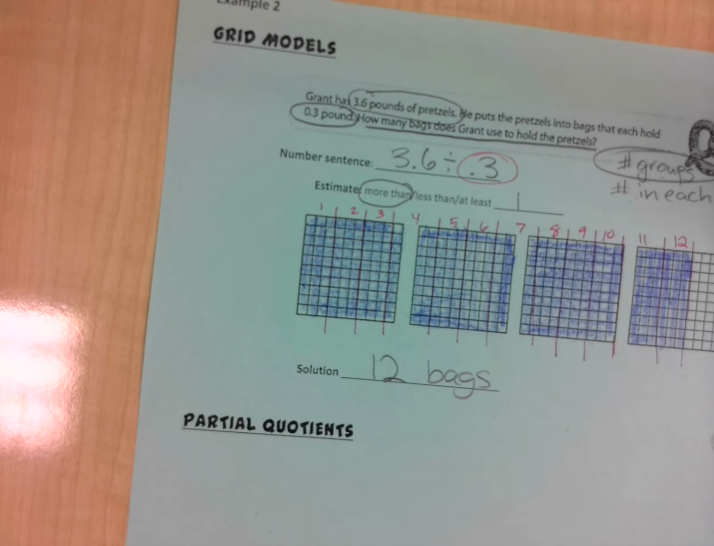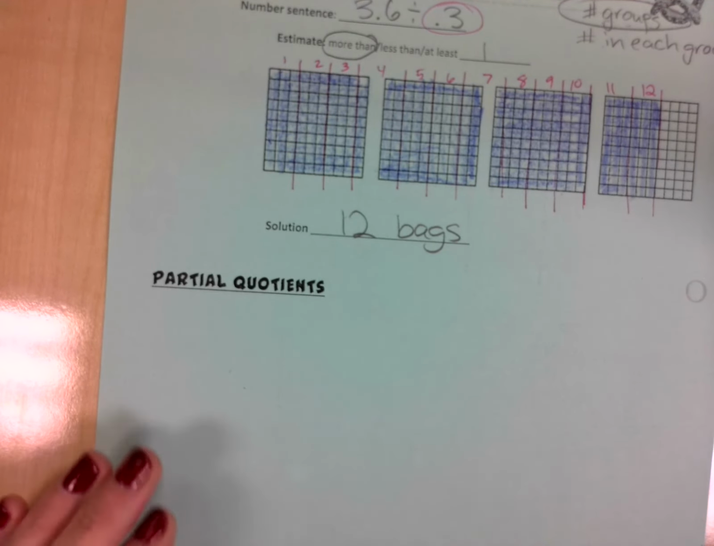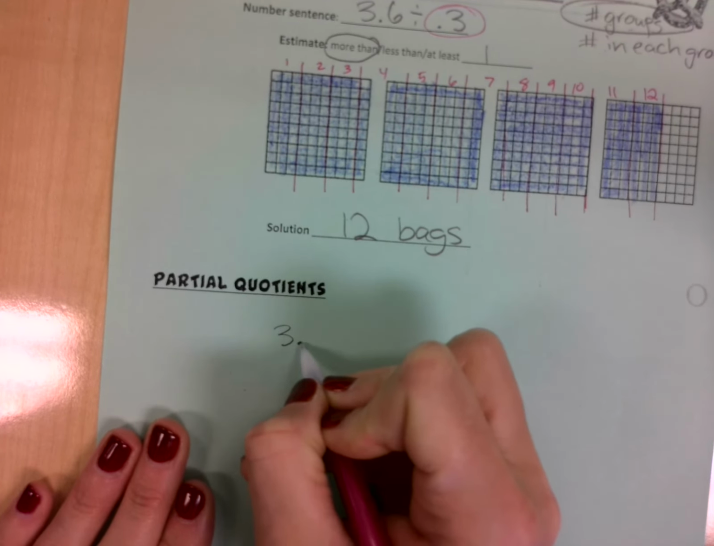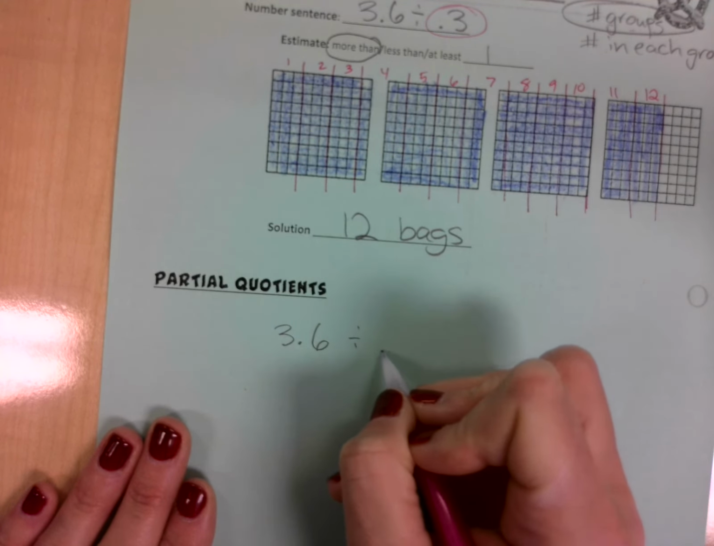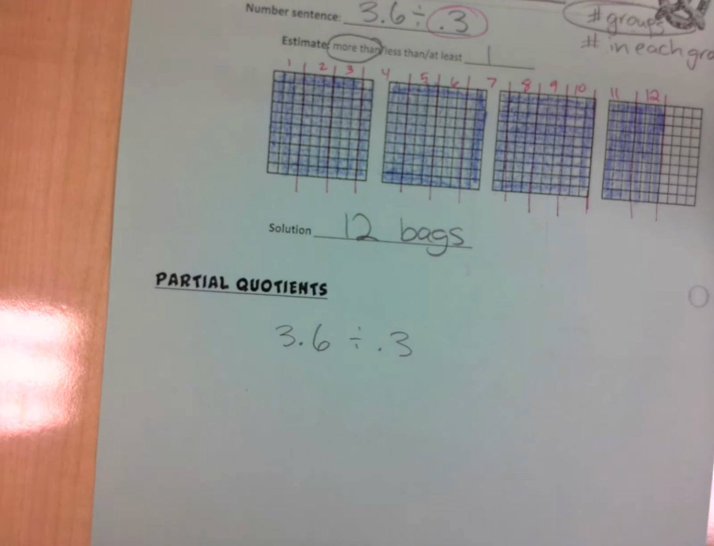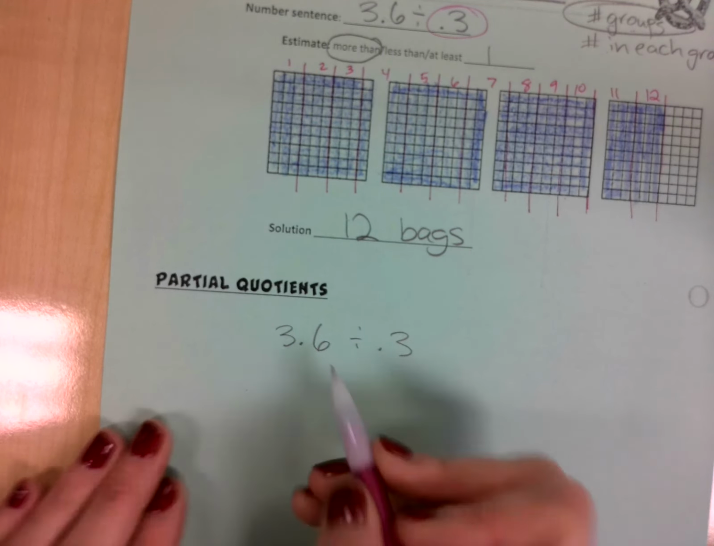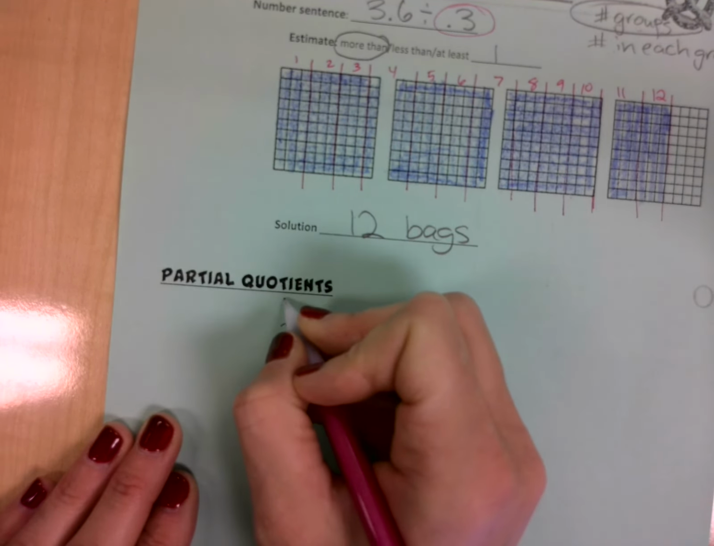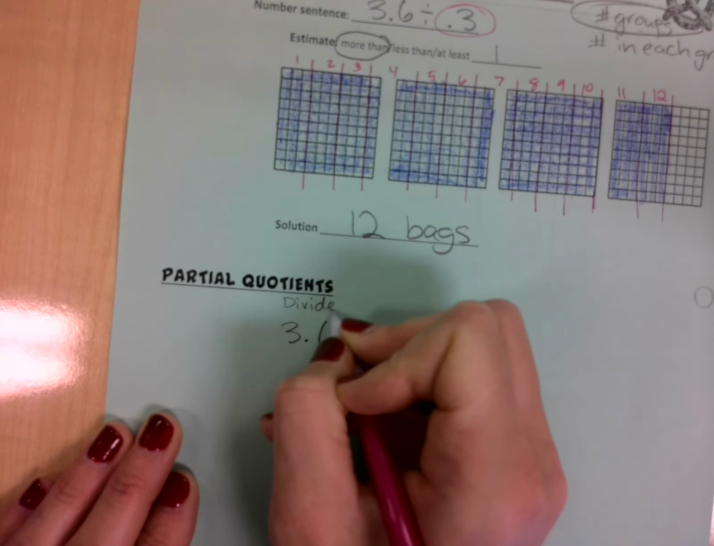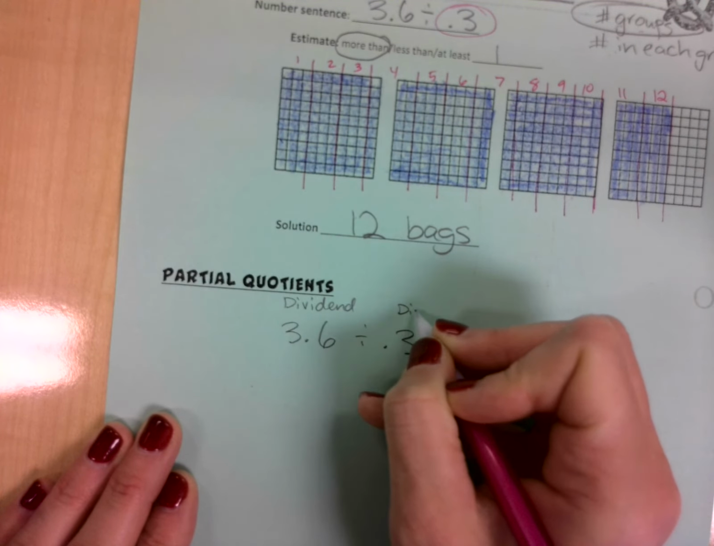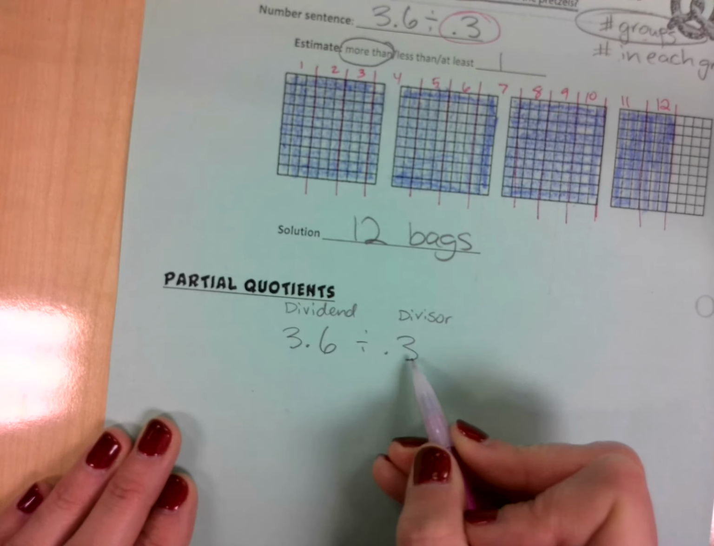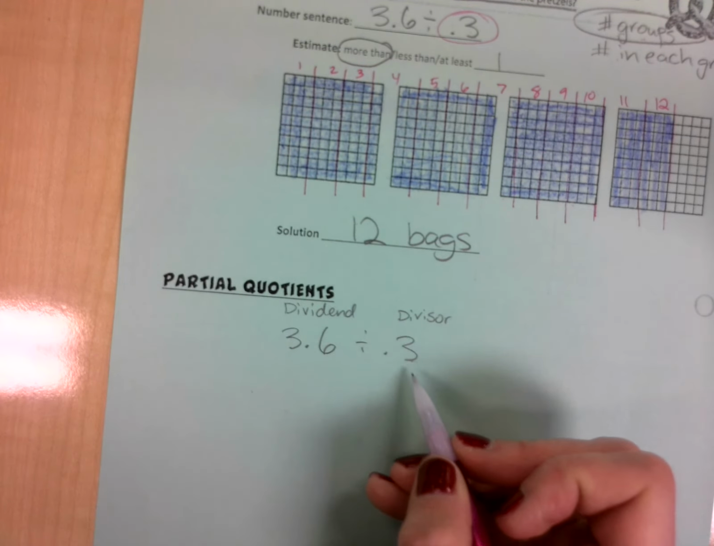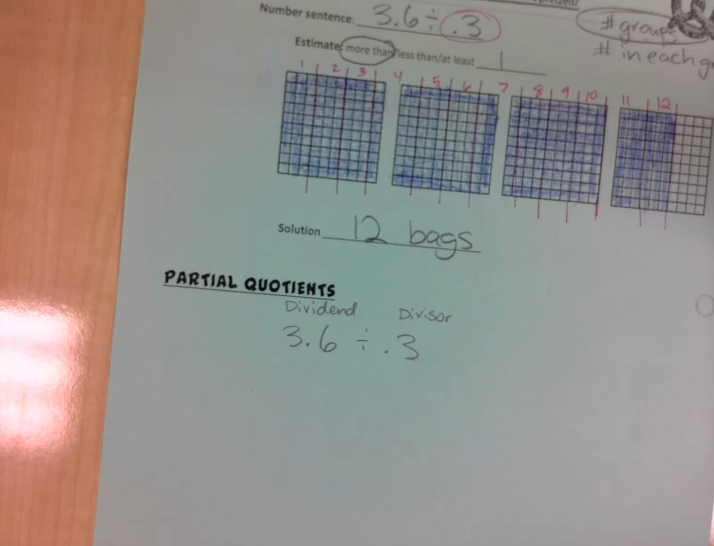All right, what about partial quotients? This one's a little bit different. So let's look at our number sentence again. We have 3 6/10, and we're dividing it by 3/10. So we have an issue. If this is our dividend and this is our divisor, if I'm making groups of 3/10, we need this to be a whole number.